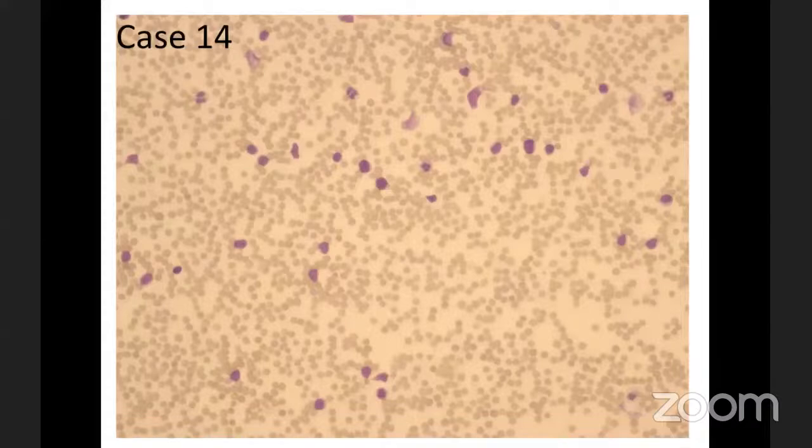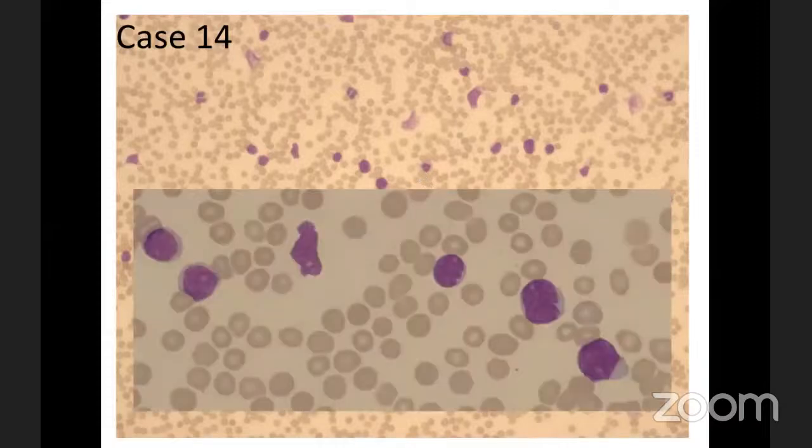This is the low power. So we have variability in size, some large cells, others are smaller, the other even smaller. We have multiple basket cells, smudge cells, and we have some bands here and there. Again, variable in size. Some of them look like nicely mature small lymphocytes. Others are larger with irregularity in the nuclear contour.